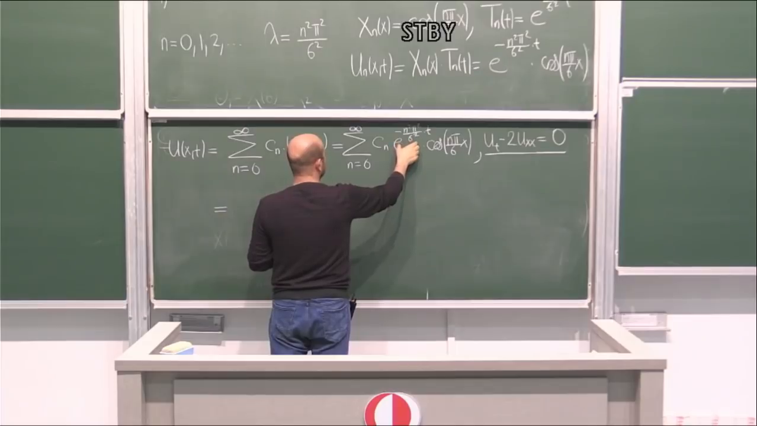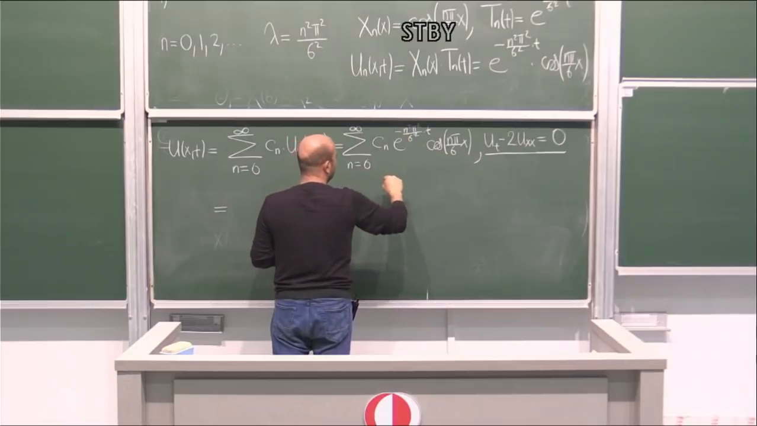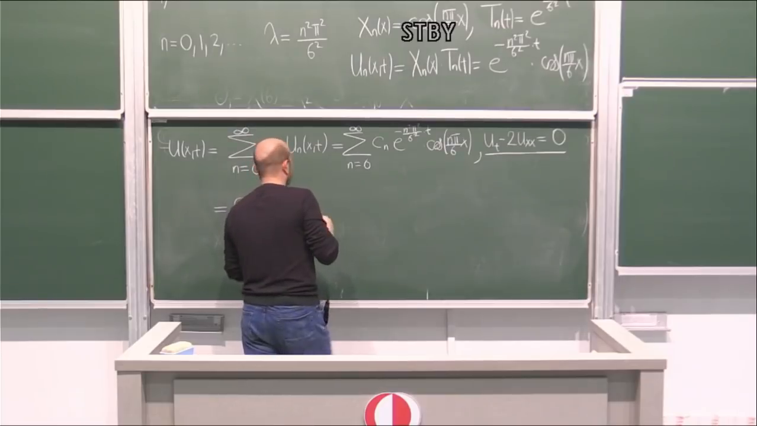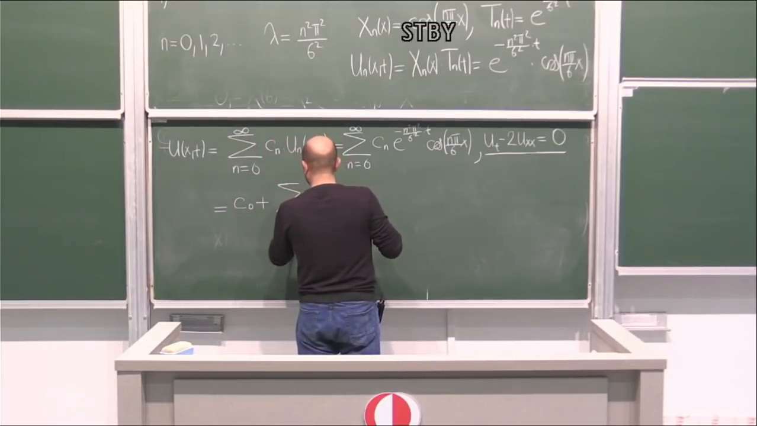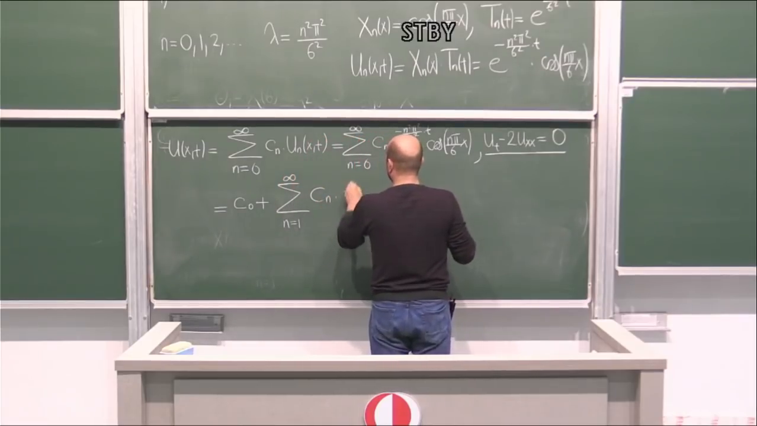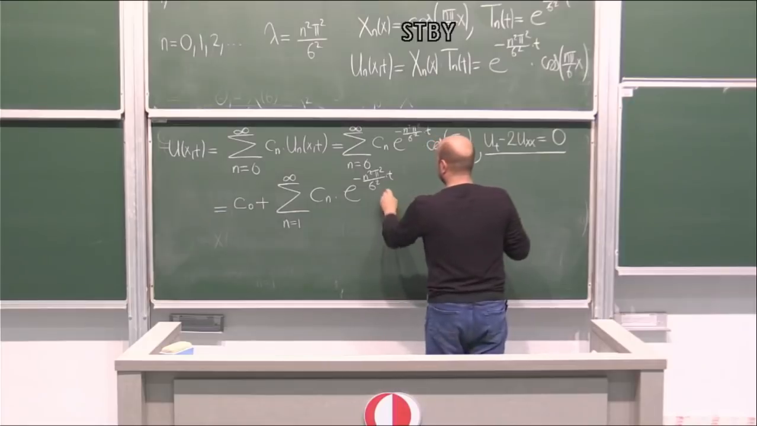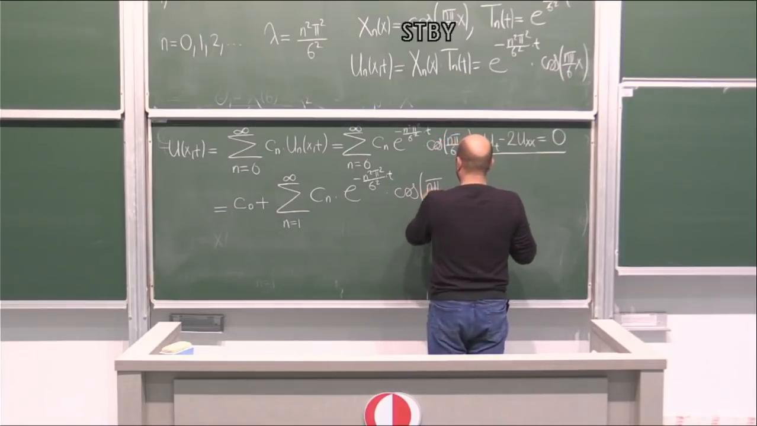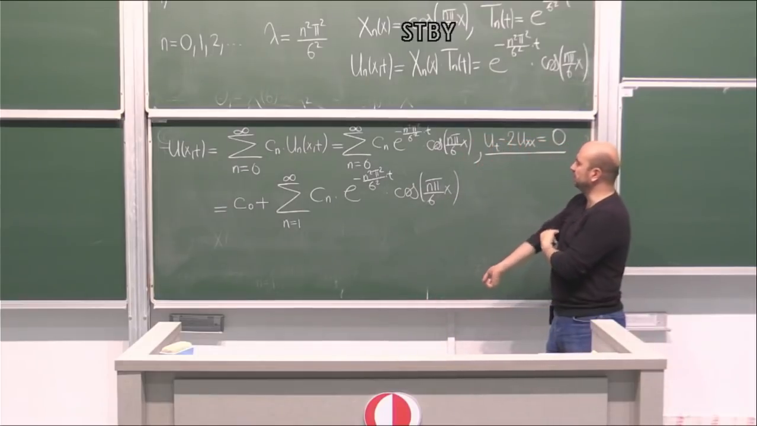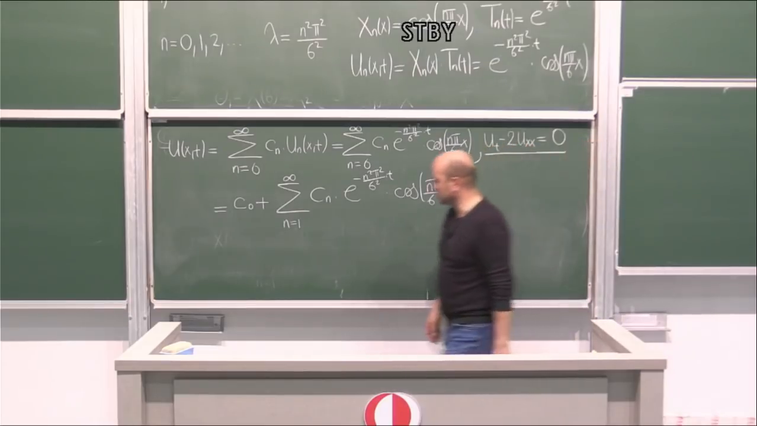And this is going to be now, when n is 0, you have e to the 0, which is 1. When n is 0, cosine 0 is 1. So basically we have c0 plus the sum over n from 1 to infinity of cn times e to the minus n squared pi squared over 6 squared t, times cosine n pi over 6 x. Now, basically we solved the problem, but we didn't impose the initial condition. So now we need to impose the initial condition.